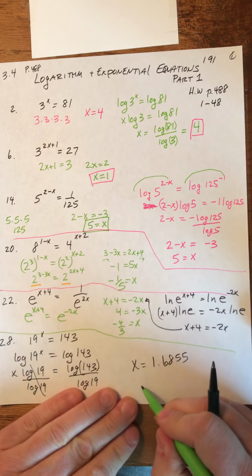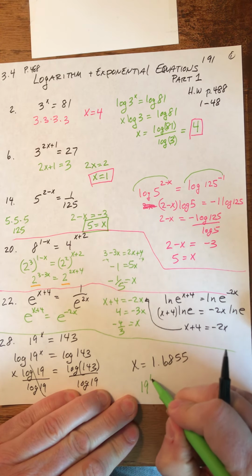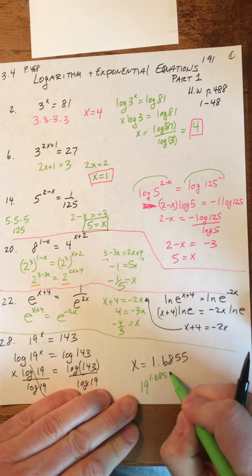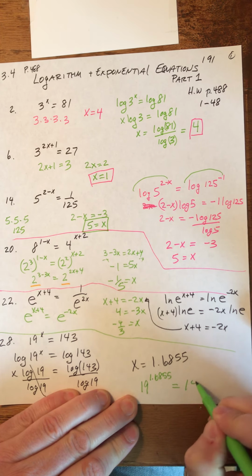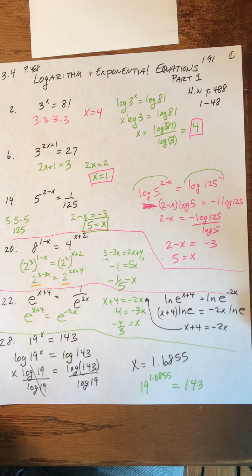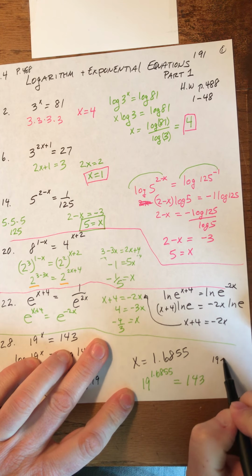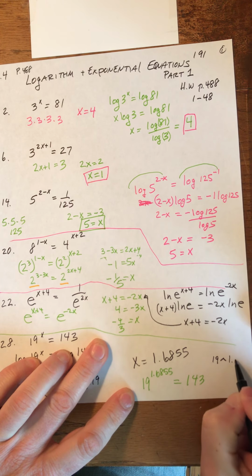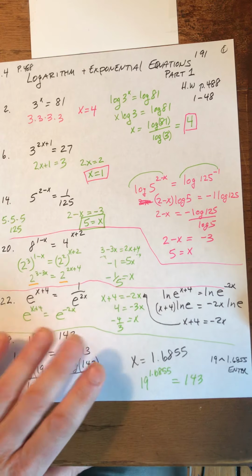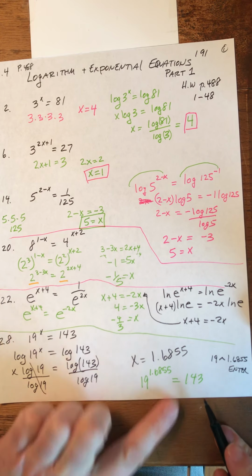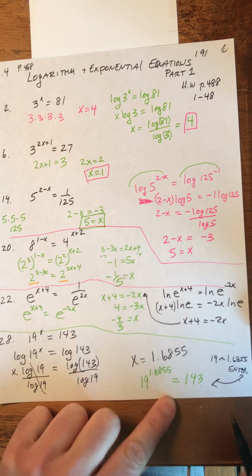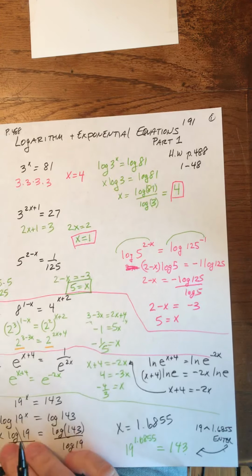That means if I took a 19 and I raised it to the 1.6855, this should come out to be 143, or very close to it, because I had to round at some point. Try this in your calculator. You would use this button, that exponent button, 19 to the 1.6855, and then hit enter, and you'll see that it should come back out to be 143. Alright, let's try some more. I got 4 more for you, so hang in there.